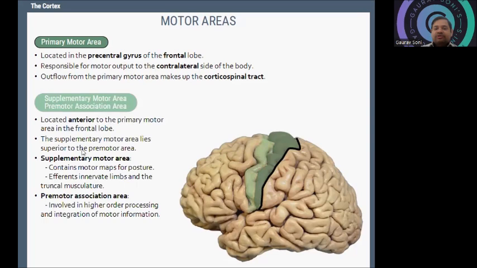Then the supplementary motor area is located just anterior to the primary motor area in the frontal lobe. The supplementary motor area lies superior to the premotor area. It contains motor maps for postures, meaning how you are standing, and the innervation of the limbs and truncal musculature is also supplied by the supplementary motor area. Then the premotor association area is involved in the higher order processing and integration of motor information. So these two are especially the primary motor area and supplementary motor area.